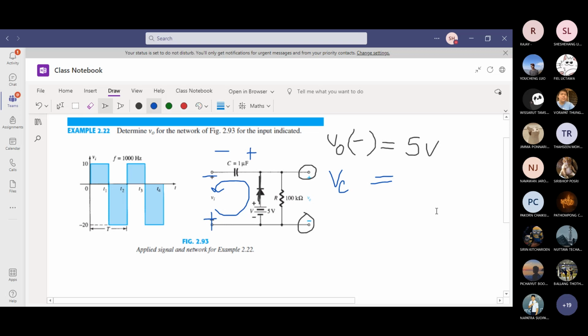Yes, what will be the value of the capacitor voltage? It will be 20. Input is 20. So if you take this sign, 20 plus 5 minus VC equals 0. What is VC? 25.